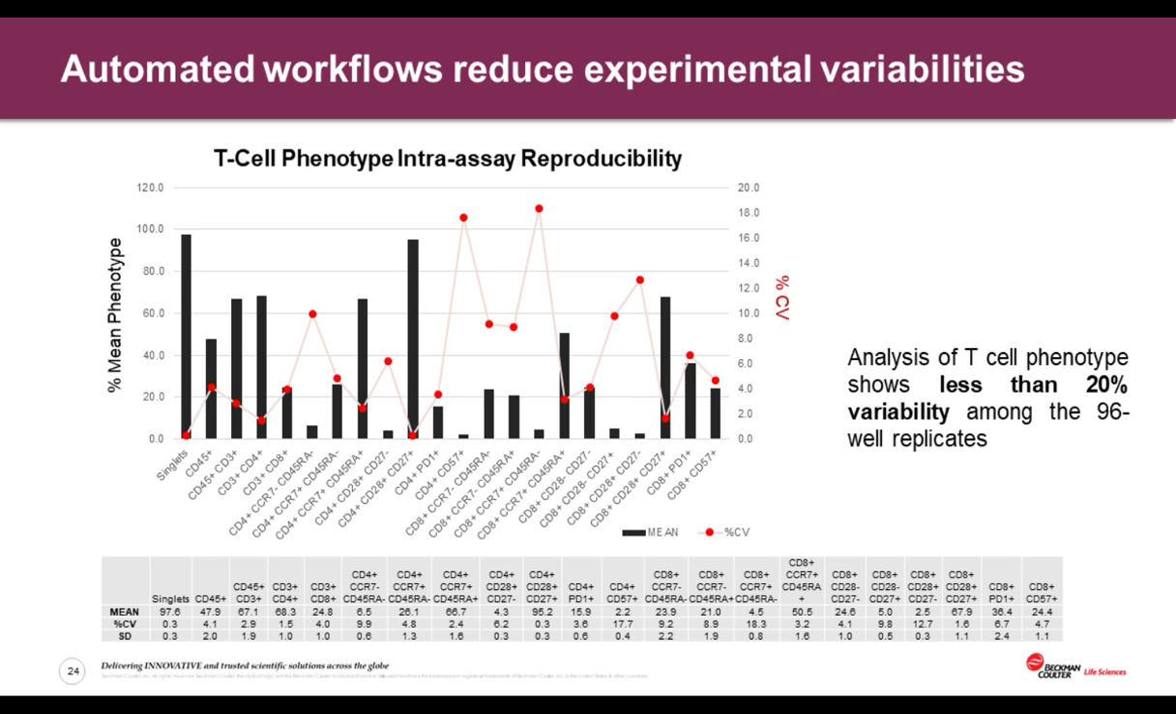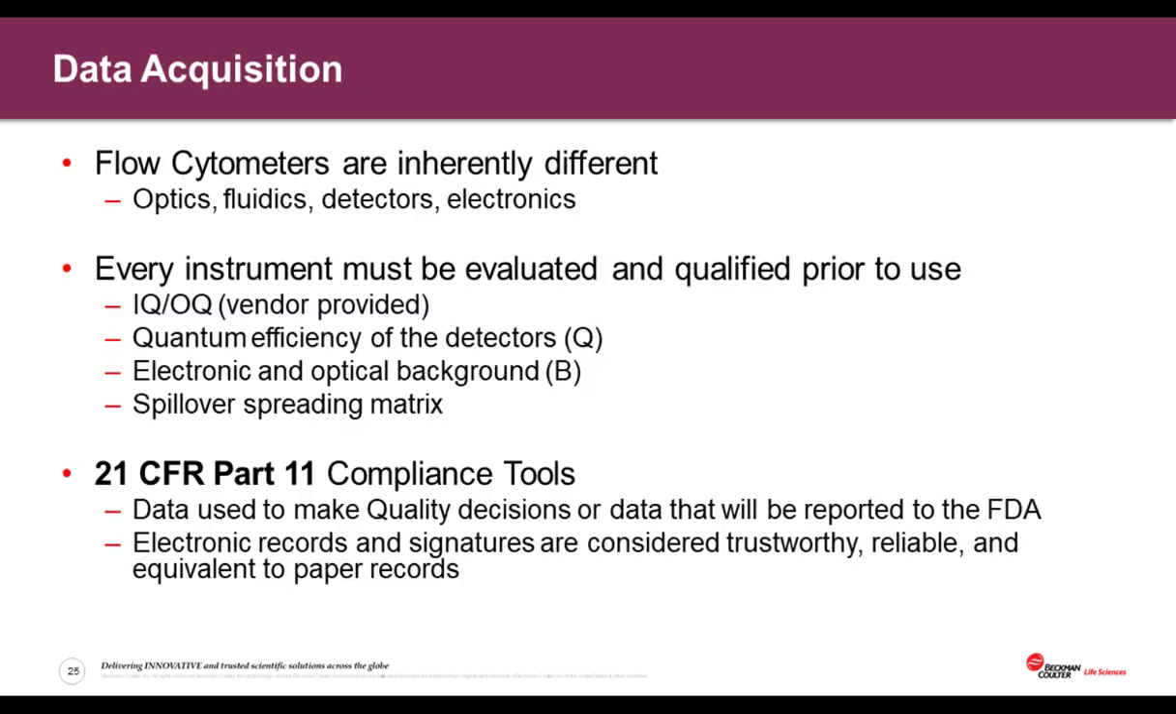So now that we've talked about the reagent rigor and how we introduce reproducibility with our reagent workflows, we're going to move on to the data acquisition. And data acquisition is going to discuss the instrumentation. So flow cytometers are inherently different. We know this based on the optics, fluidics, detectors, and electronics. And ultimately, today, you have the capacity to choose any flow cytometer. And if you do so, the most important aspect is that every instrument is evaluated and qualified prior to your use.